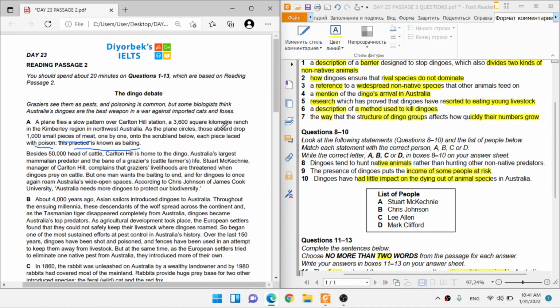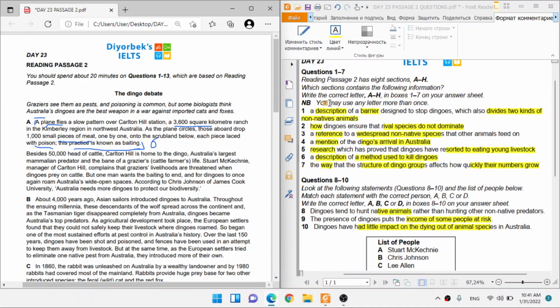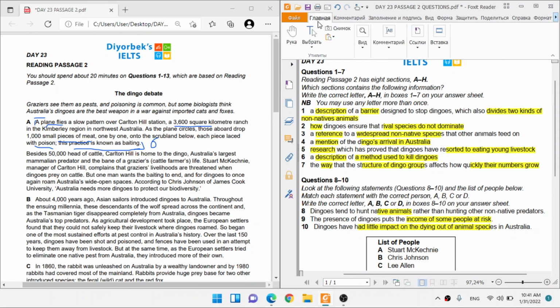Guys, this is definitely describing a method that's used to kill dingoes. So there's a description going on. The plane flies over the 3,600 square kilometers, and what happens, etc. So this is definitely question number 6. You will see the same will be true for descriptive language, when there are adjectives and nouns, there are very specific words to describe something. So all right, yeah. Question number 6 is going to be A.